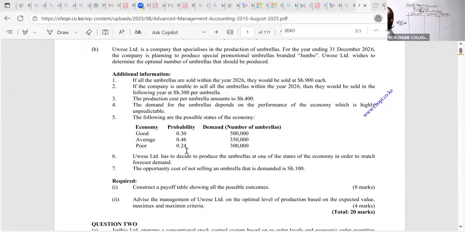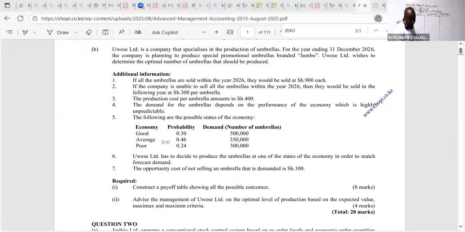Now, ladies and gentlemen, I can see chart. Sorry, just a minute. One minute. Oh, it's August 2025, yeah. All right.